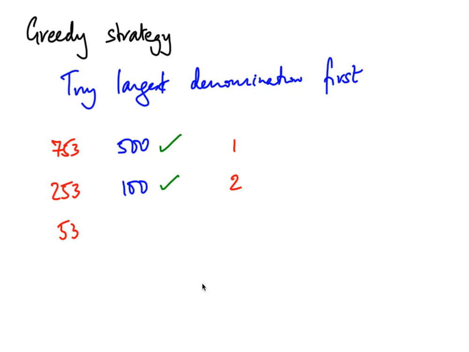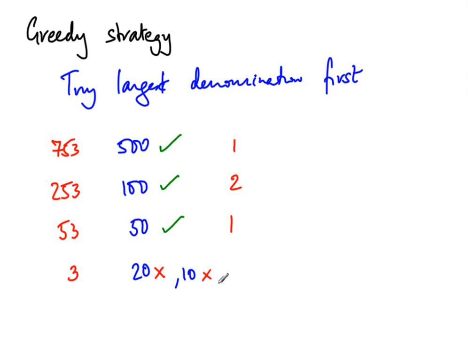Now your next denomination happens to be 50, so you can put in a 50 rupee note and one of them. Right? And now your balance comes down to 3 rupees. Now you see that if you try the next denomination, it is 20. Unfortunately, you can't do it, so you have to discard it. This is not feasible. Right? Similarly, 10 is not feasible.